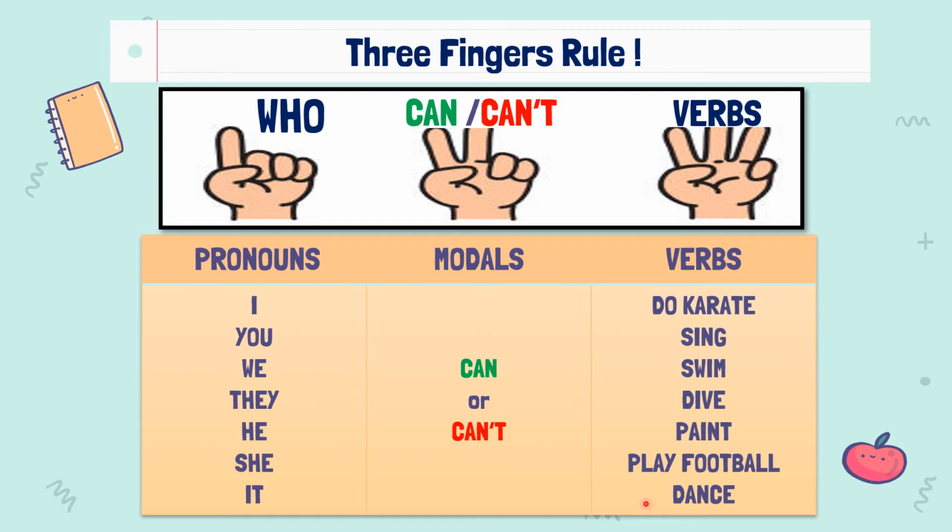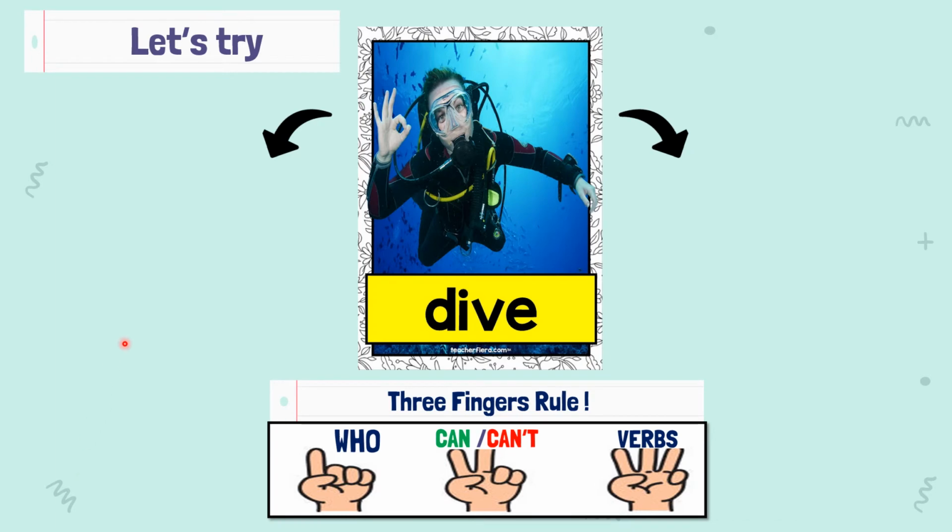So when you make a sentence, the first finger you start with I. For example, I, second finger rule, can, third finger rule, do karate. But if you cannot do karate, you start again with the first finger rule, I, second finger rule, can't, third finger rule, do karate.